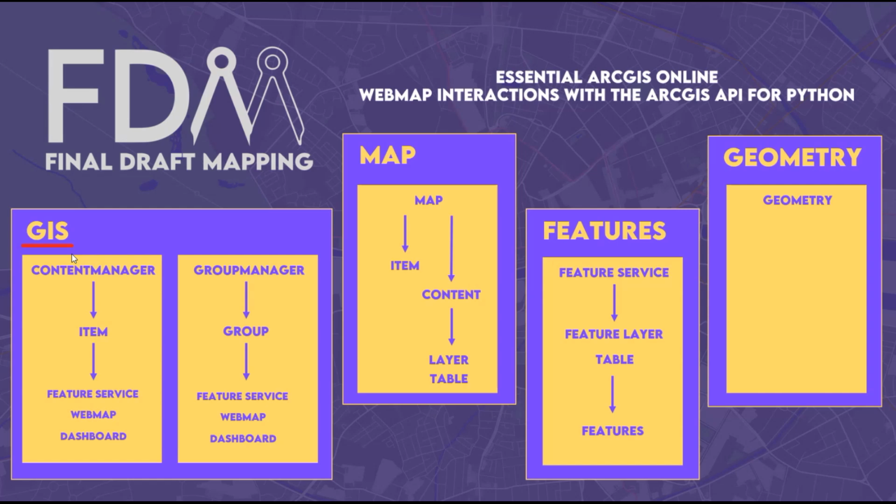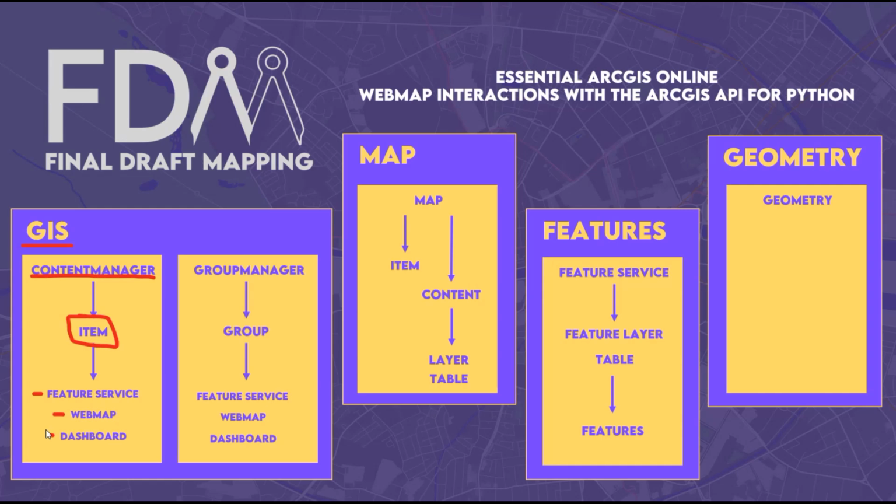Speaking of content, one of the most important modules in the ArcGIS API for Python is the Content Manager. This allows us to access individual items of content in our ArcGIS Online. When we use the Content Manager to access our content, we are generally going to be returned an item object. This item object is pivotal to the ArcGIS API for Python. An item object can represent a feature service, a web map, or a dashboard, for example, amongst others.